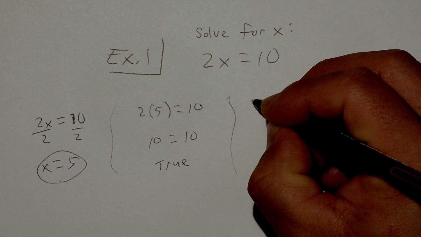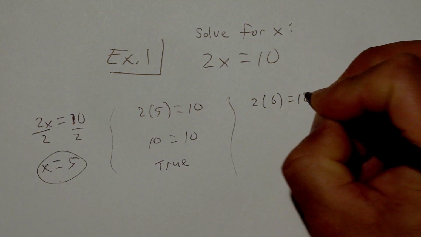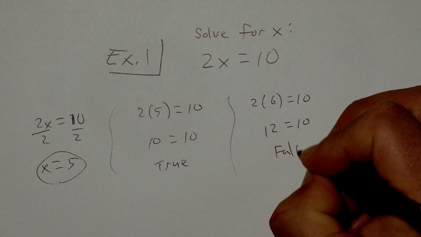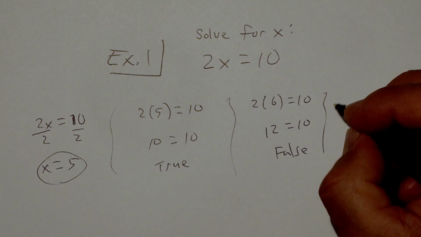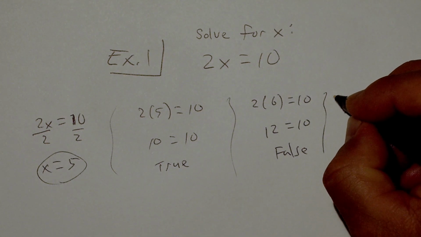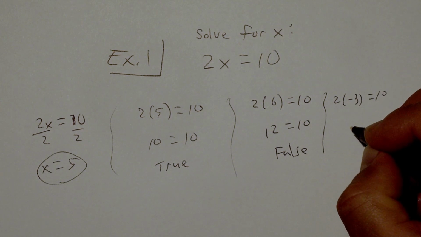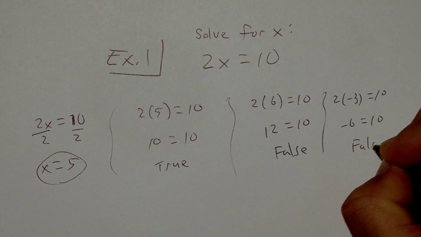Like, let's say you tried, I don't know, 6. 2 times 6 is equal to 10. Look at how we're getting 12 is equal to 10. That's false, right? We could make up any other number we could try. I'll just make something up. So I'll just say -3. 2 times -3 equals 10. -6 equals 10. That's false, right? Those two quantities are not equal.